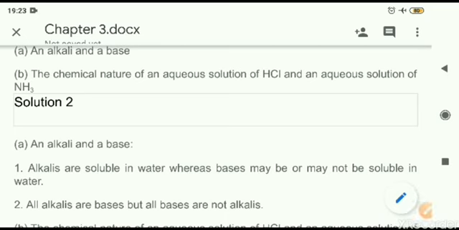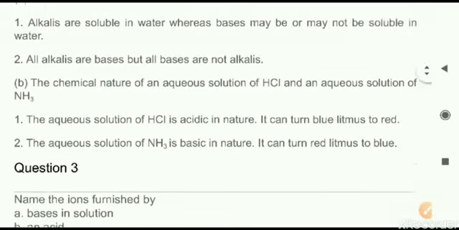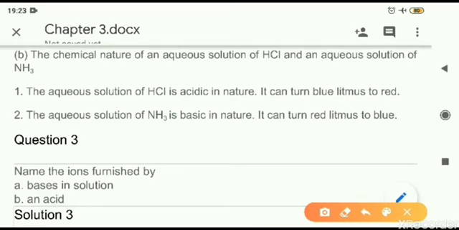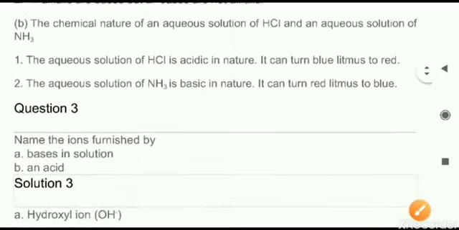In B part, the question will read the chemical nature of an aqueous solution of HCl and an aqueous solution of NH3. Let us see the solution of the chemical nature. So they are actually asking acid or basic nature. HCl is acidic in nature and it can turn blue litmus into red. NH3 is basic in nature, it can turn red litmus into blue. So that is the aqueous solution.